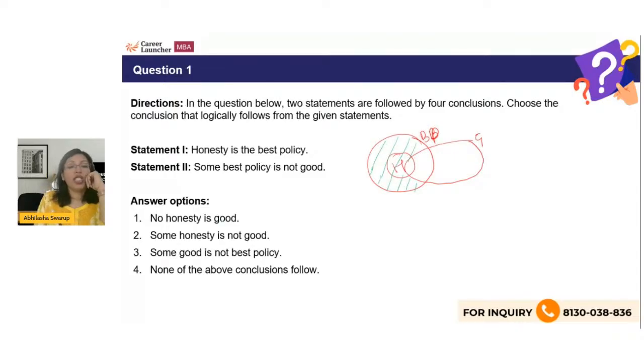So, no honesty is good. Now, no honesty is good, no, but I have some honesty which is good, right? I'm going to mark it in purple. This honesty is good, so therefore it is invalid. Some honesty is not good. Yes, there is some honesty which is not good. That can be valid. Some good is not best policy is entirely possible, but I could have just put good here also like this, and then it would fail. None of the above. No. So the correct answer will be option number 2. Okay, and that will be your answer.